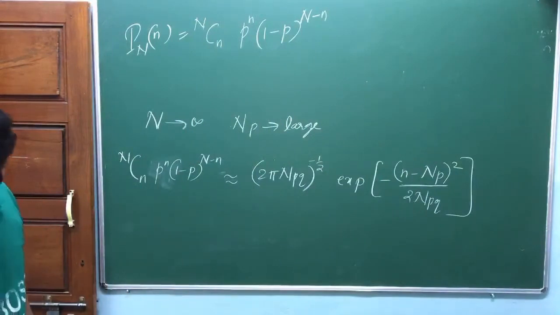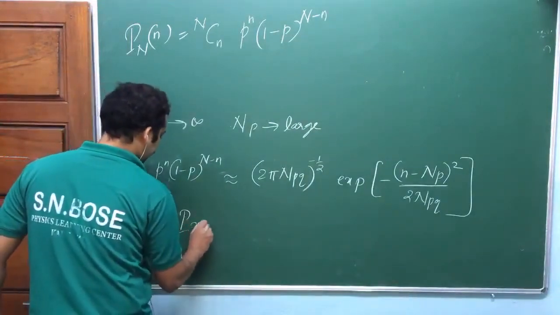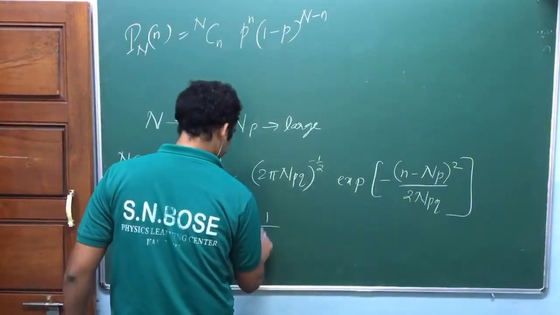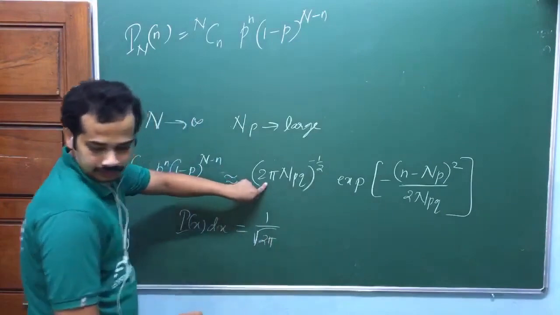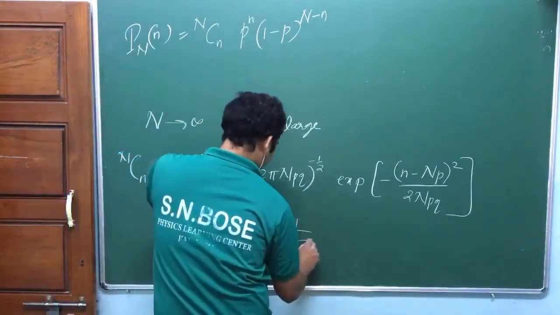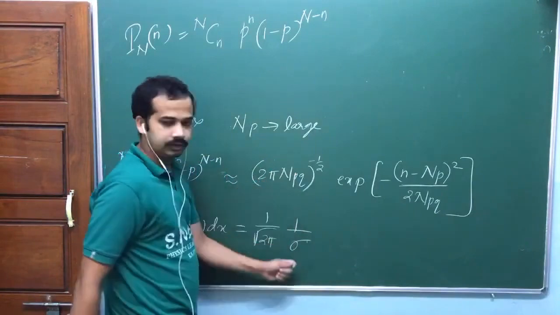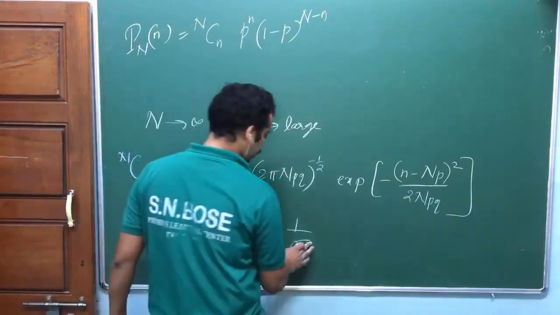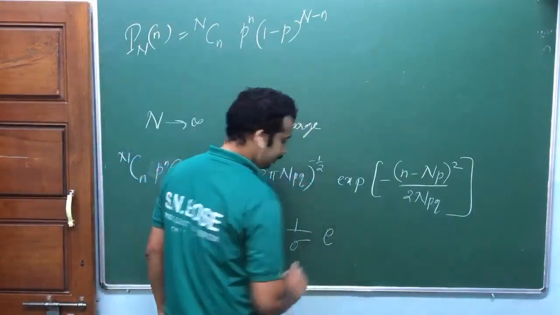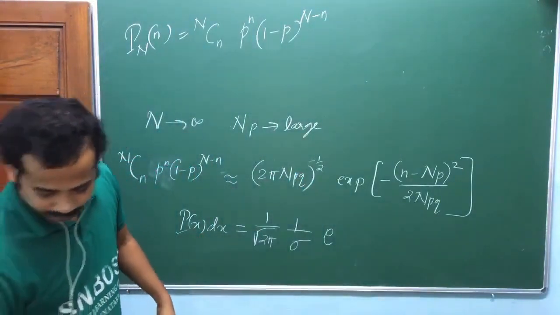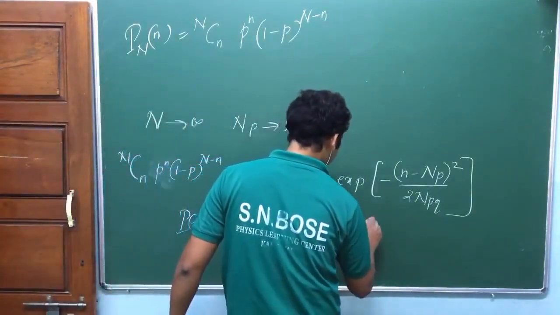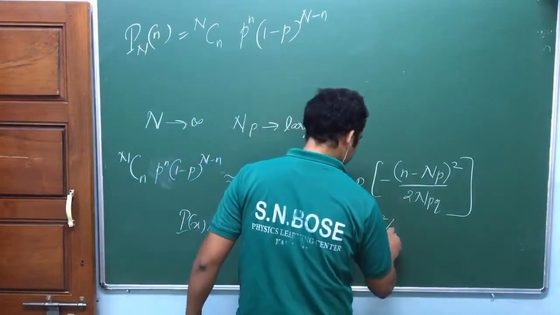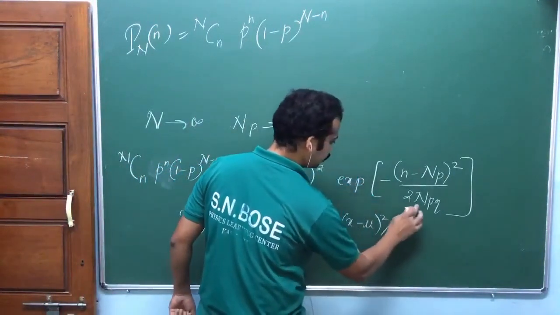Some more factor will come, okay? Look at here. We are going to write p of x into dx, that is equal to 1 by root 2 pi into 1 by sigma, because 1 by root npq, that is the standard deviation. So that was the standard deviation in the case of the binomial distribution, okay? 1 by sigma into e power minus of x minus mu, whole square, divided by 2 sigma square. This is sigma square, look at here, 2 into npq.